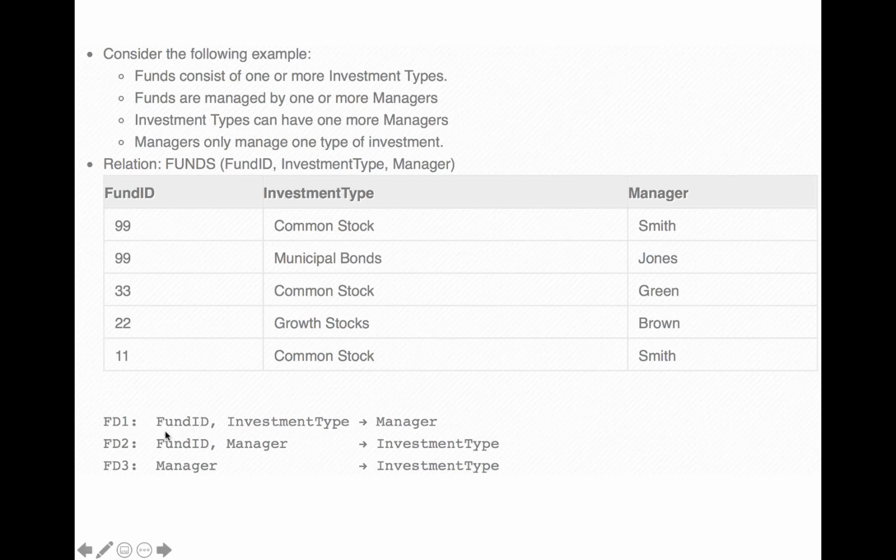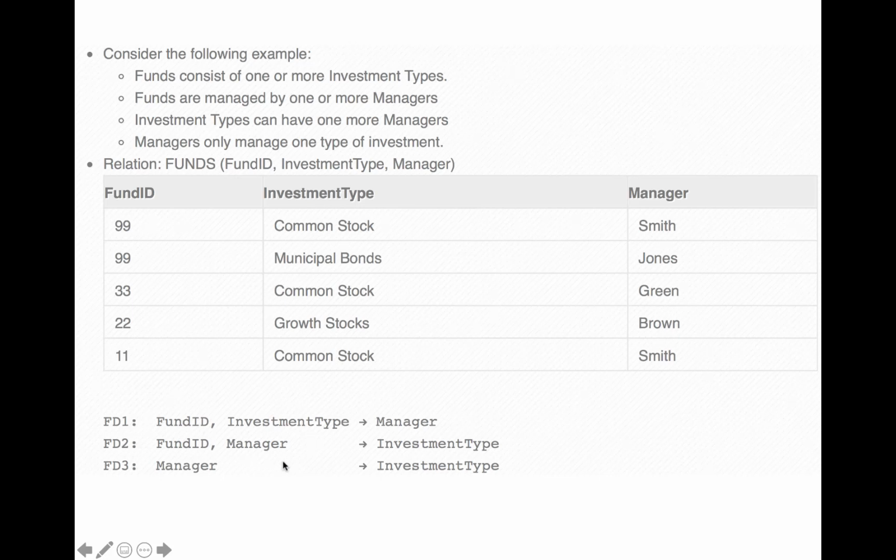So we conclude that the fund ID and the investment type together define the manager. If I know the investment type, common stock, can I tell the manager? If I know that it's common stock, can I say that it's definitely Smith? No, because common stock could be Green. But if I know the fund ID and common stock, then I'm sure that the manager is Smith.